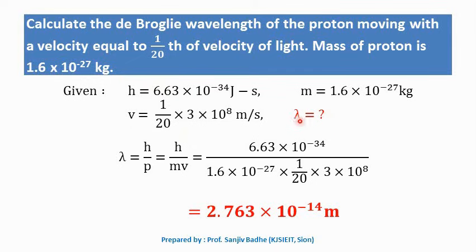What is asked is the wavelength of the wave associated with the proton. So we know from the de Broglie relation lambda is equal to h upon p, that is equal to h upon mv. All the values are known: h is known, m is known, v is given to us. So we can calculate the value of lambda as 2.763 into 10 raised to minus 14 meters. So in this case the wavelength of the wave associated with the proton is calculated as 2.763 into 10 raised to minus 14 meters.